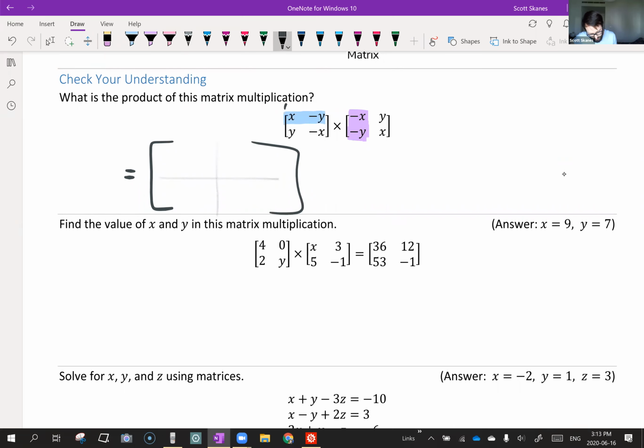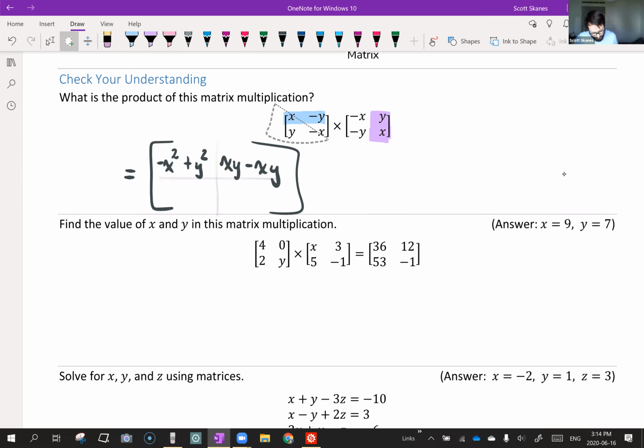The first one is x times -x, so -x squared. And then it's a -y times a -y, so it's plus y squared, okay? For the first row, second column, I need the first row and the second column. Of course, first row, second column gives me this space there. So what do I have? I have xy plus -y times x. So minus xy.